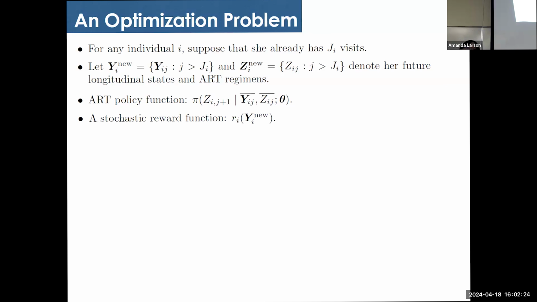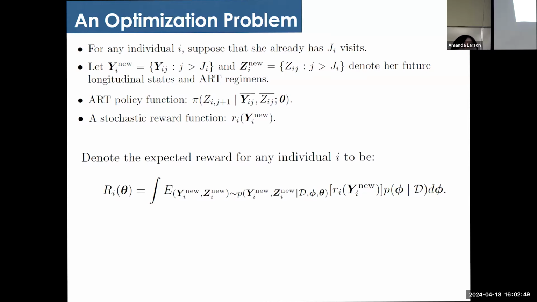We also assume the reward function is a function of the state variables. For example, if we want to optimize overall health, we may define the reward as a weighted sum of different health outcomes, like BMI, eGFR, and mental health variables. We denote the expected reward for any individual i as shown here. It is the expectation of the reward with respect to the dynamic model, the distribution of Y^new and Z^new.